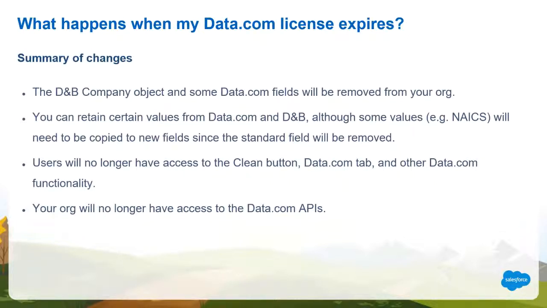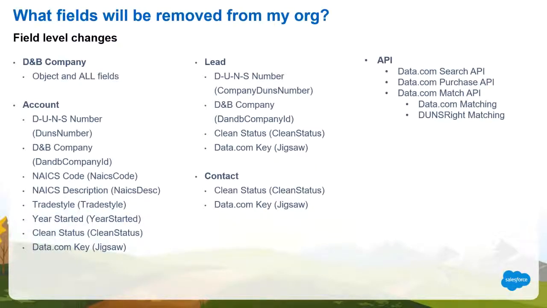And David just mentioned it's easy to think of things that you see like the data.com tab and the clean button, but when these fields are removed out of your org, so the DMV company object and the data.com fields, just keep in mind that any reports that are based off of these fields will no longer work. Any triggers and workflows that are based on these fields will no longer work. If you use any of the data.com APIs for search, purchase, or match, those will no longer be available.